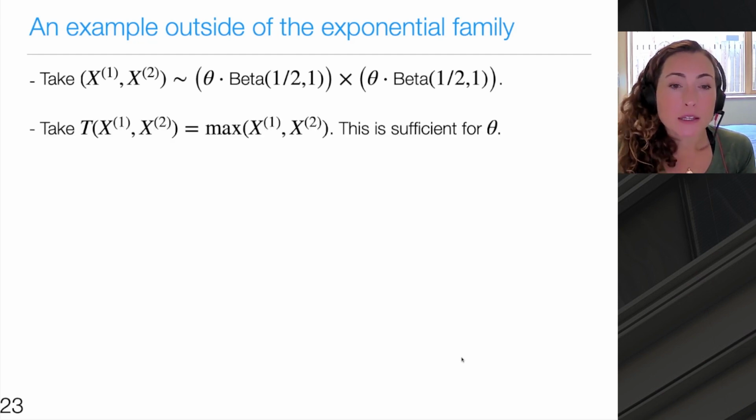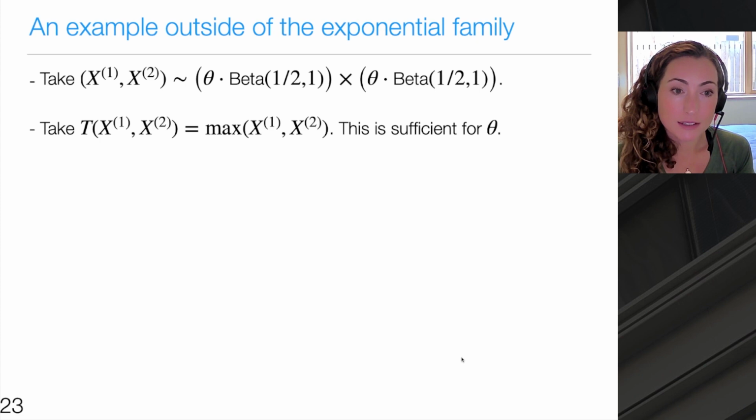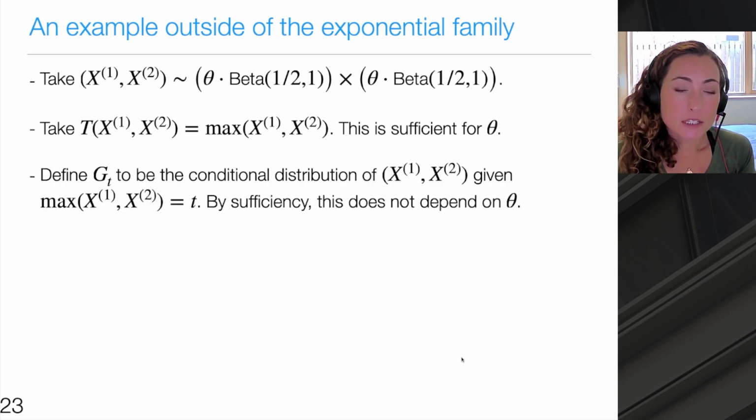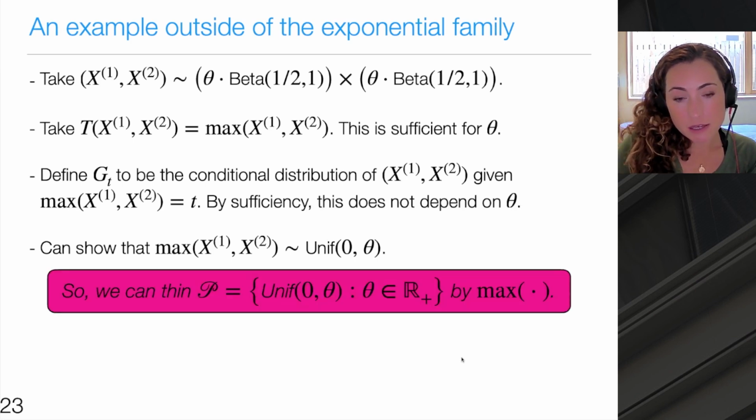So now I'm following my recipe, and I just have to work out the sufficient statistic for theta with respect to x1 and x2. And the sufficient statistic is actually the maximum of x1 and x2. And now I'm going to define g sub t to be the conditional distribution of x1 and x2 given the maximum. And by the definition of sufficiency, this doesn't depend on theta. And so now I'm almost done. I just need to know what distribution the maximum of x1 and x2 follows. And it turns out that that distribution is uniform(0, theta). So in other words, I can thin a uniform(0, theta) with theta unknown using the maximum.